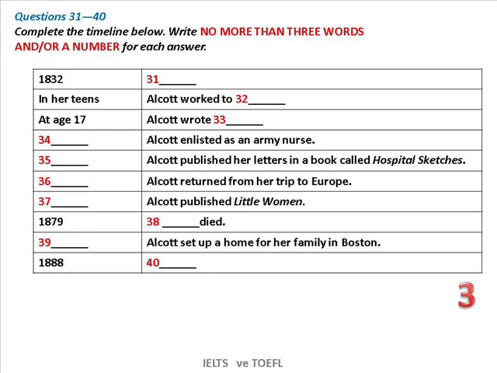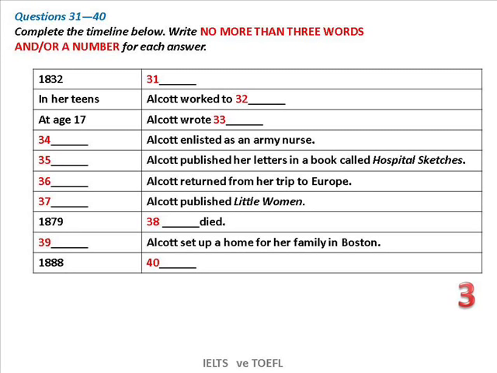She wrote her first novel when she was just 17 years old, although it wasn't published until many years after her death. It was called The Inheritance. In 1861, the Civil War broke out. Alcott worked as a volunteer, sewing uniforms and bandages for soldiers. The following year, she enlisted as an army nurse.